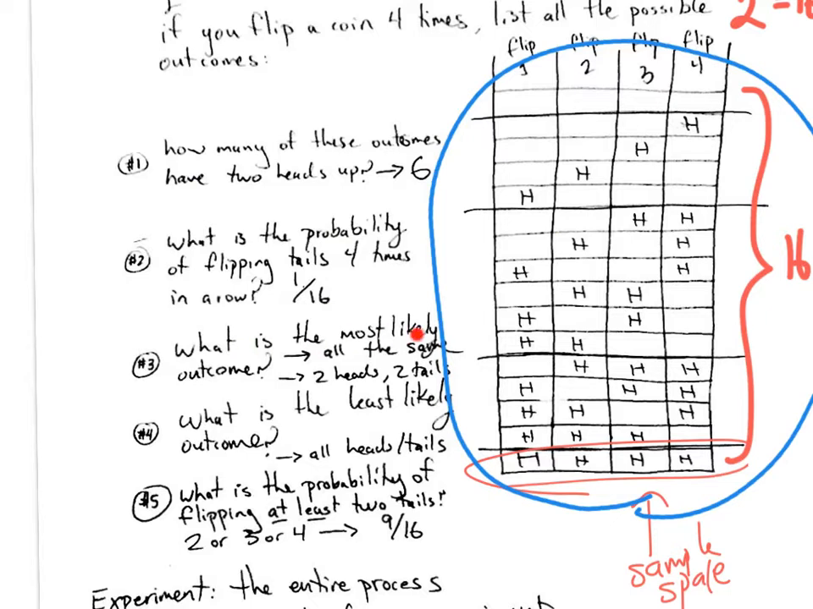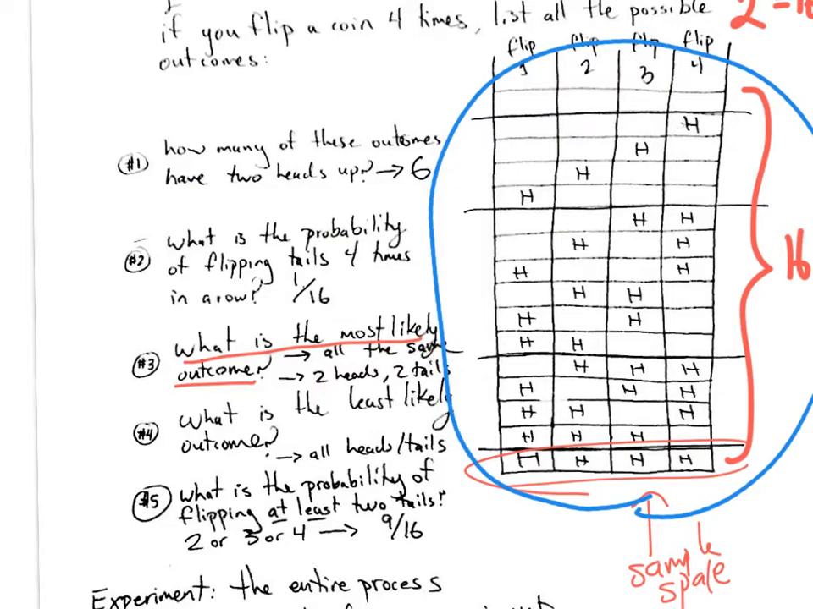What is the most likely outcome? So this question's a little vague. All right, what's the most likely outcome? Because this outcome is just as unlikely as this outcome, is just as unlikely as this outcome, is just as unlikely as this outcome. So when we're talking about 4 specific things happening in a row, the probability of each of those is 1 out of 16. So we could say, oh, they're all the same. And the probability of each of these specific outcomes happening is 1 out of 16.